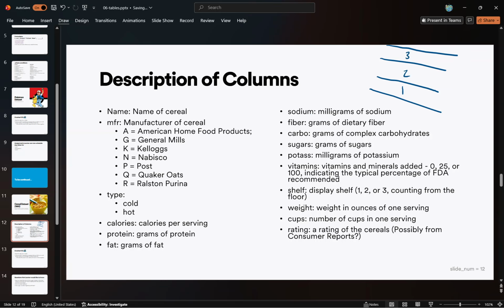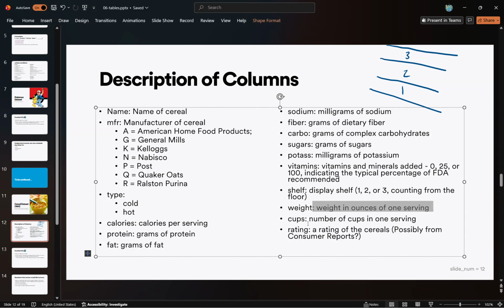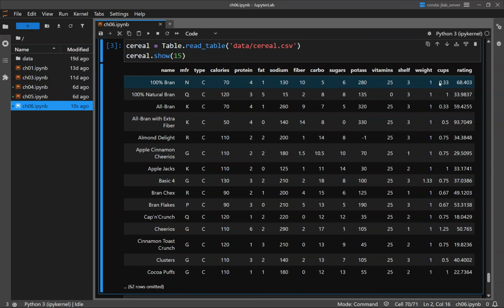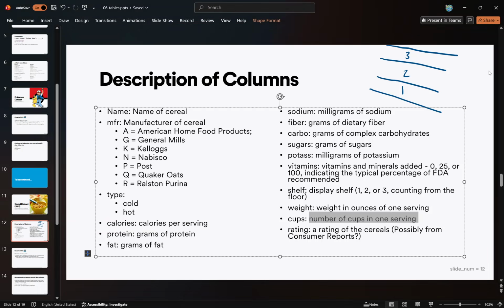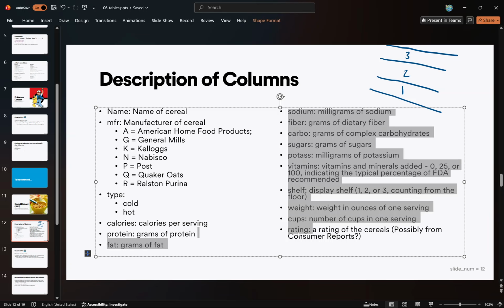And weight is weight in ounces for a serving. Cups is number of cups in a serving. It doesn't have to be a whole number. It's like a third of a cup for bran, because bran is very fibrous and makes you feel full with only a little bit. And then rating, I cannot figure out what rating means.